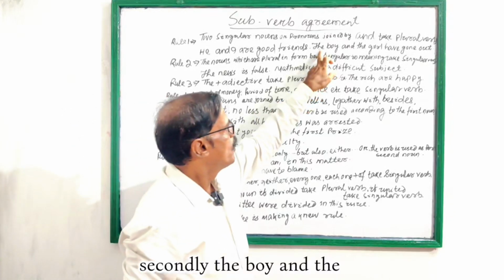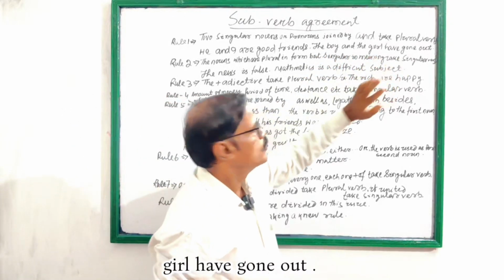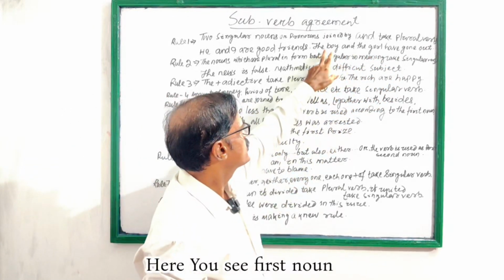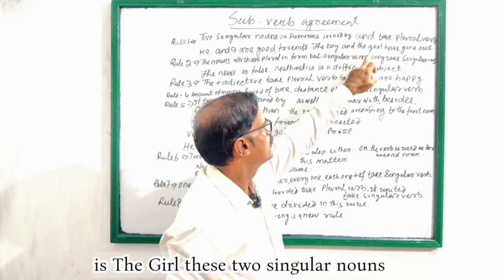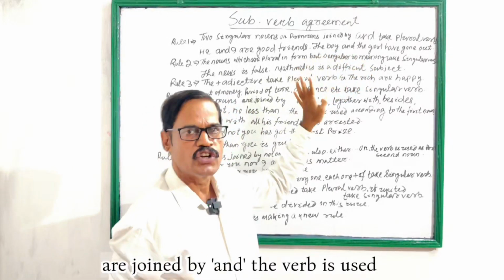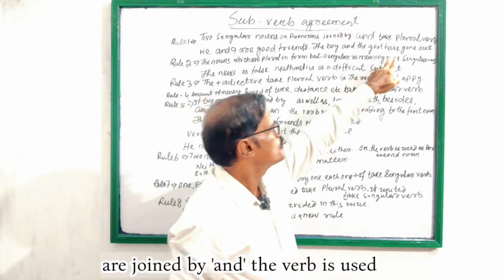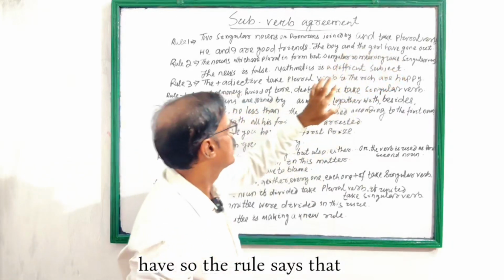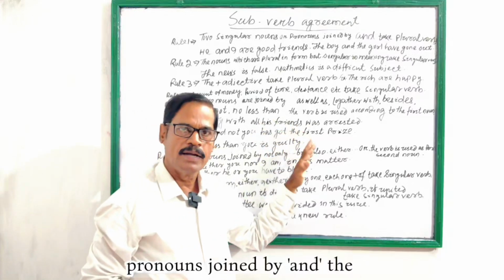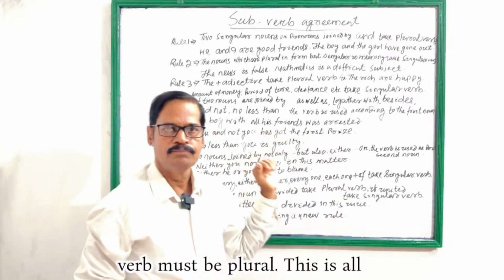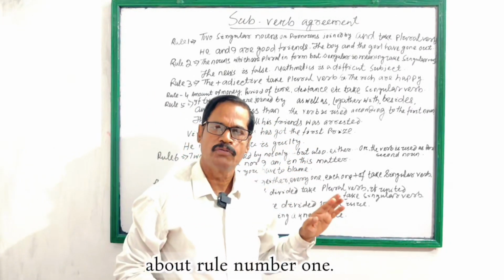Secondly, the boy and the girl have gone out. Here you see, the first noun is the boy. The second noun is the girl. These two singular nouns are joined by 'and' and the verb used is 'have'. So the rule says that if two singular nouns or pronouns are joined by 'and', the verb must be plural. This is all about rule number 1.